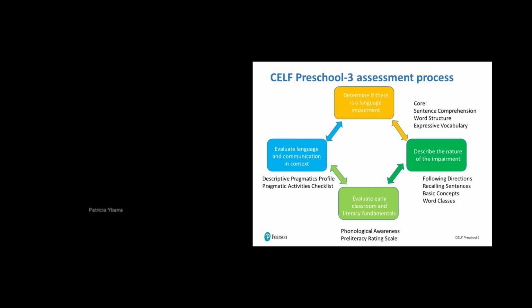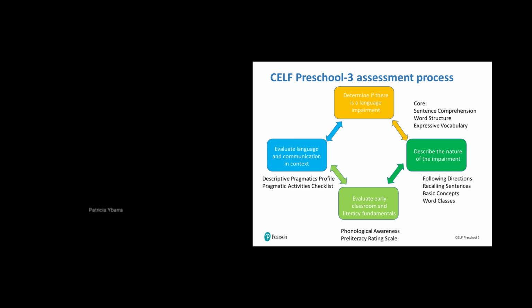The CELF Preschool-3 can be used to identify if a child has a language impairment by administering 3 subtests and obtaining a core language score. The subtests for the core language score are the sentence comprehension subtest, word structure subtest, and the expressive vocabulary subtest.